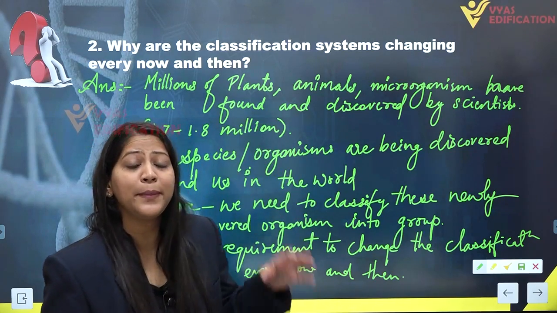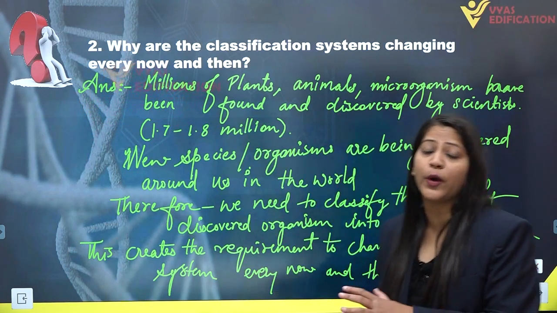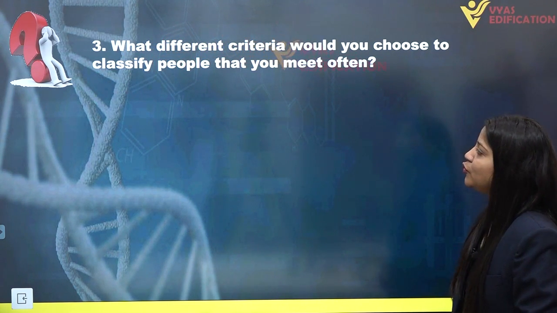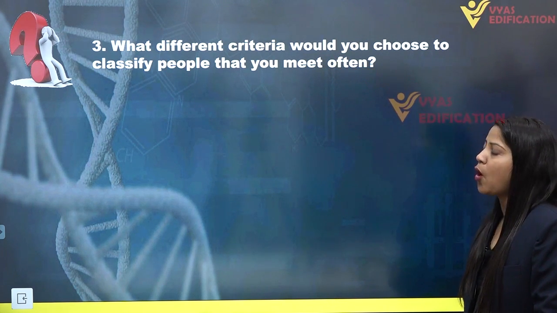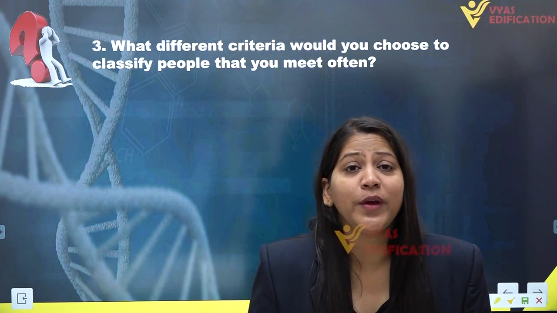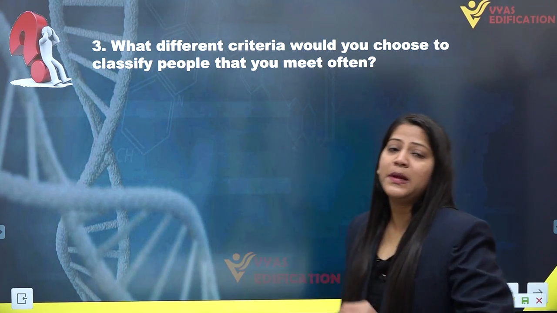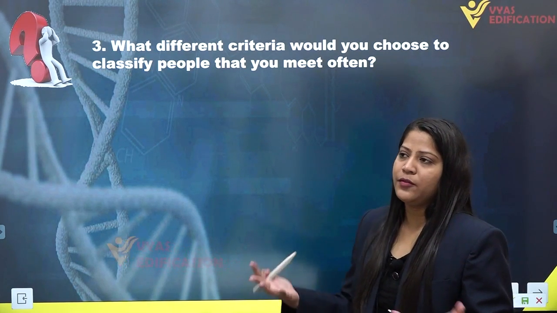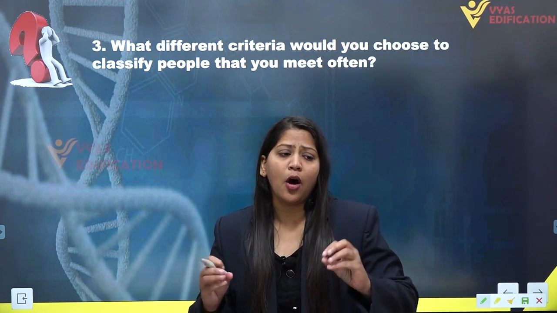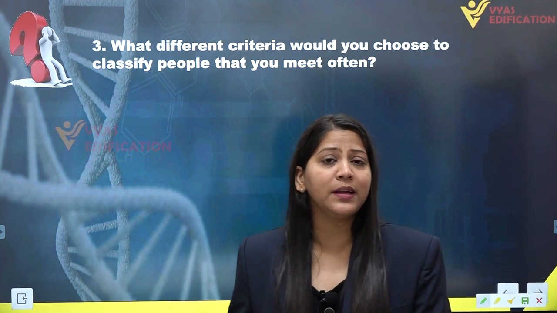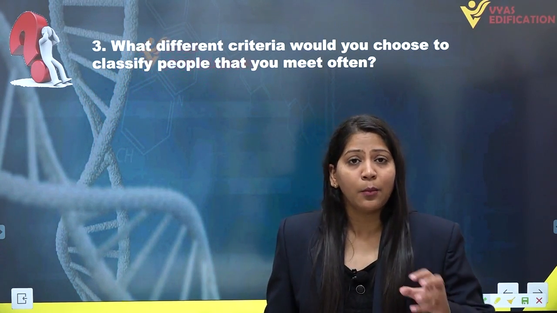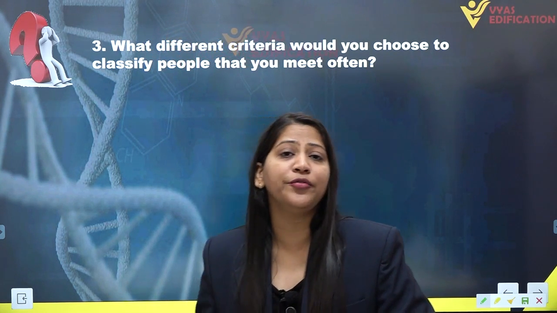So this is the complete answer of question number 2. Question number 3: what different criteria would you choose to classify people that you meet often? There can be various criteria by which we can classify the people we meet often. For example, we can classify people on the basis of their height. Some people can be tall or some people can be dwarf. So height can be the criterion by which we can classify the people we often meet.